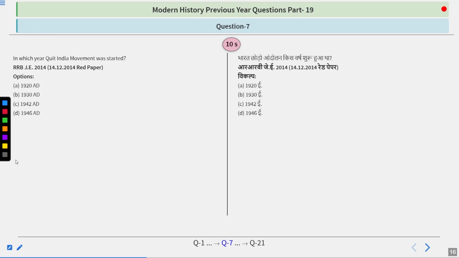In which year was the Quit India movement started? Options are 1920, 1930, 1942, 1946. So think about it, guys.